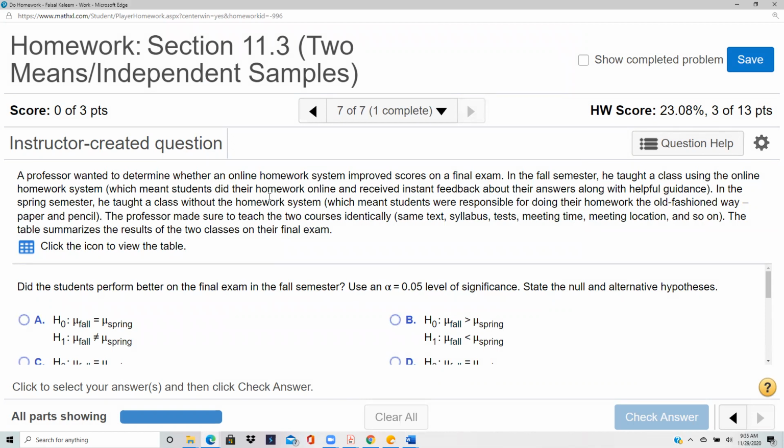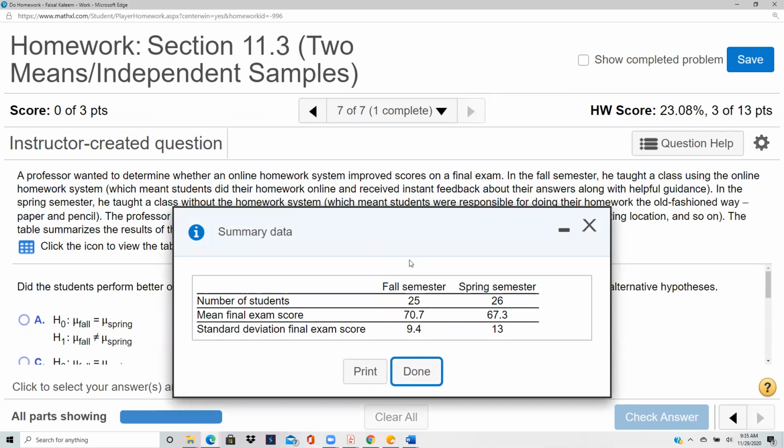Professor wants to determine whether an online homework system improved scores for the final. In the fall semester, he taught a class using the online homework system. In the spring, he taught a class without the homework system. The professor made sure to teach the two courses identically. The table summarizes the results of the two classes.